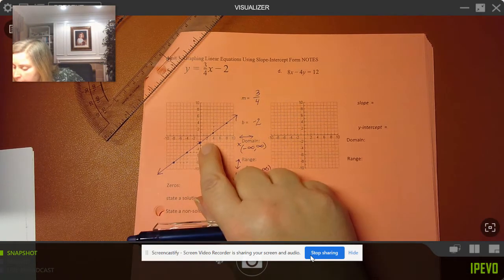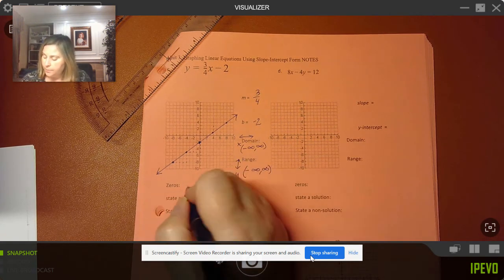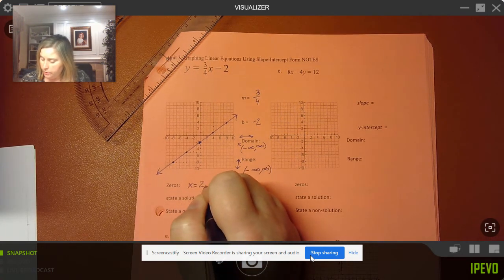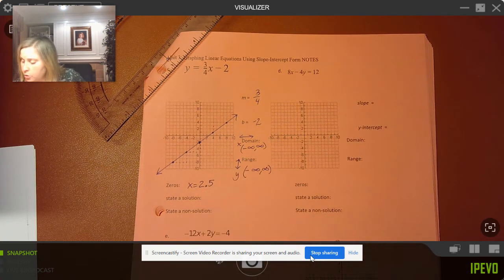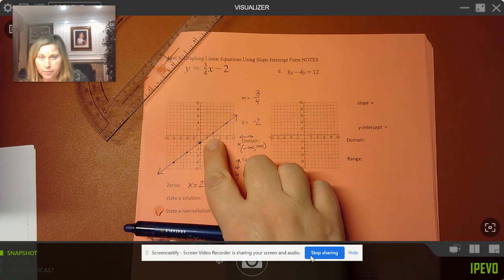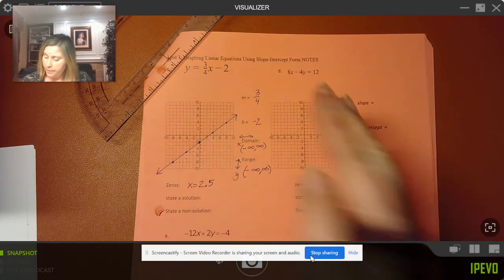Zeros, where does the line cross the x-axis? Again, we have an estimation. I would say 2.5. So x equals 2.5. State a solution. I'll just choose (4, 1). You could also choose (0, -2), any point on the line.